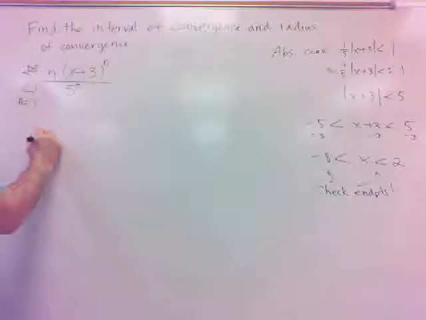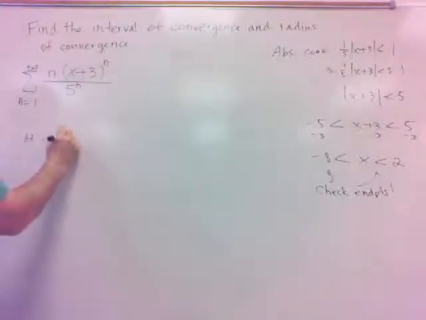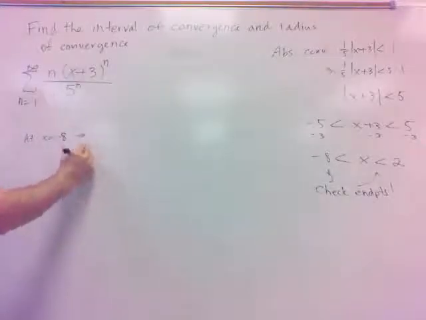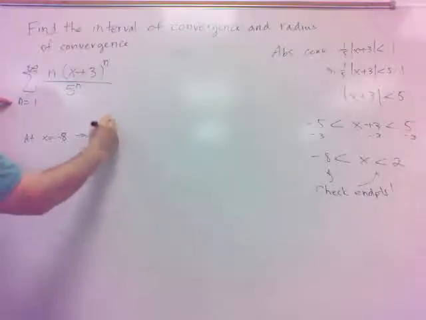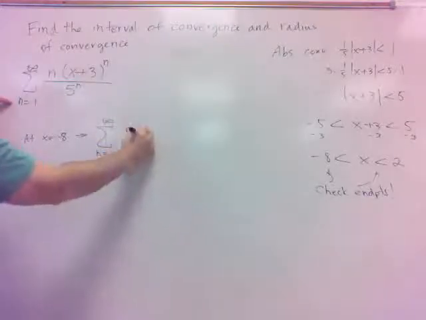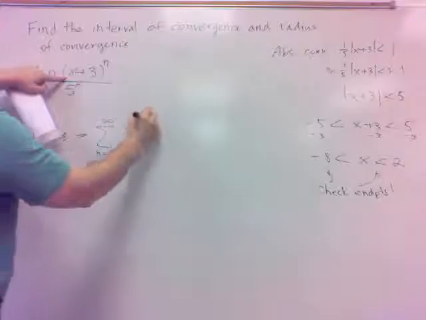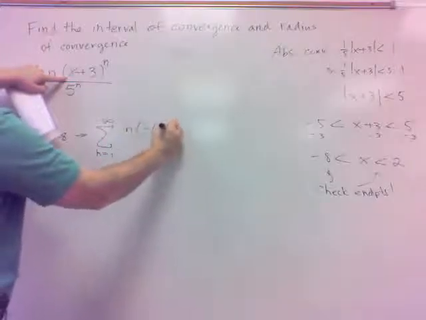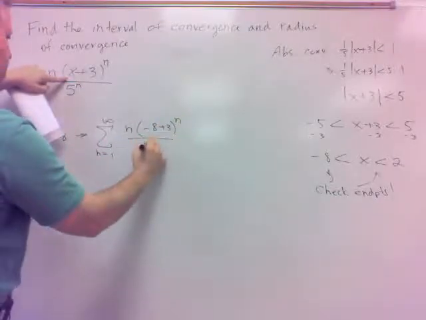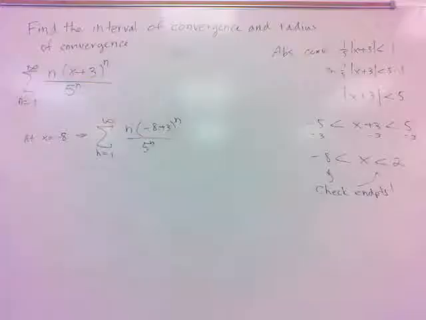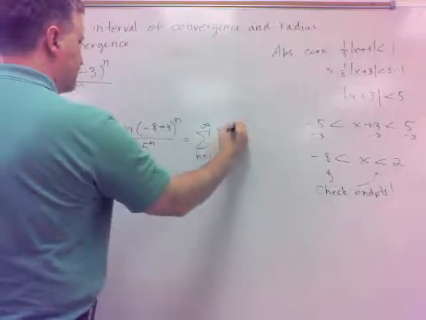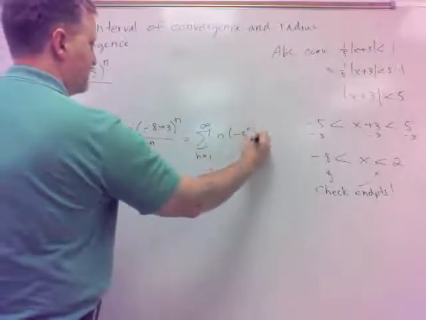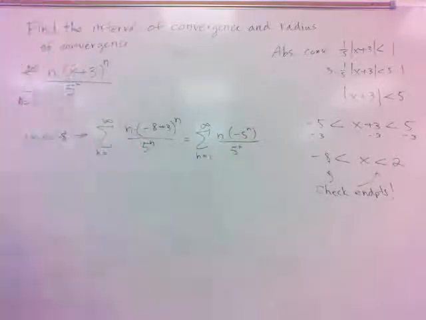So at x equals negative 8, what do we got? Well, let's see what series we got. The series n equals 1 to infinity, with negative 8 as my x. So I'll wind up with the series n equals 1 to infinity of n times (negative 5) to the n divided by 5 to the n.